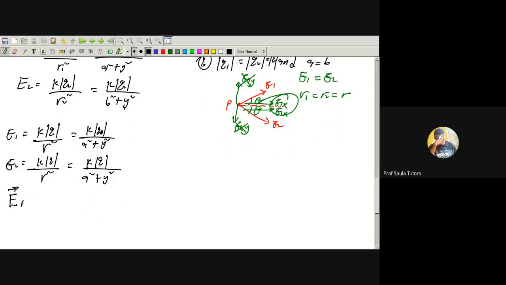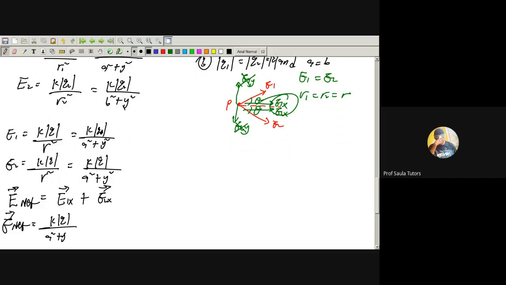my total net electric field will be equal to E1x plus E2x. There's nothing like Y component because the Y components have cancelled out each other. So therefore, my electric field, the net one, will be equal to, what do we have? E1x is equal to what? It will be what? E1.